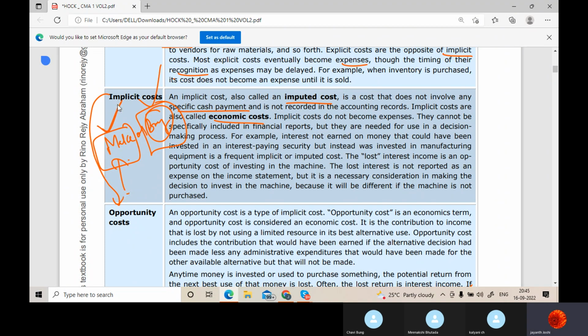Implicit costs do not become expenses, as I said, because they are not of monetary nature. They will never be shown in the statement of profit or loss. For example, interest not earned on money that could have been invested. Suppose you have money that you can invest in 10 options, but you invested in only one option, so you lost the incomes of the other options.